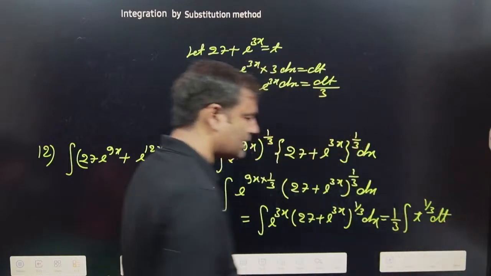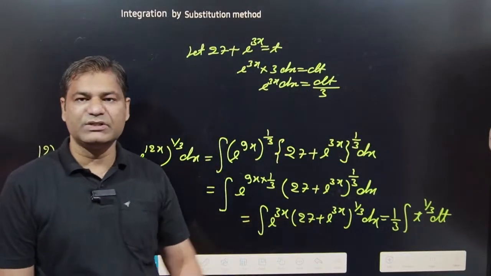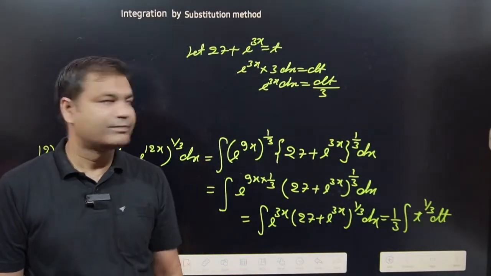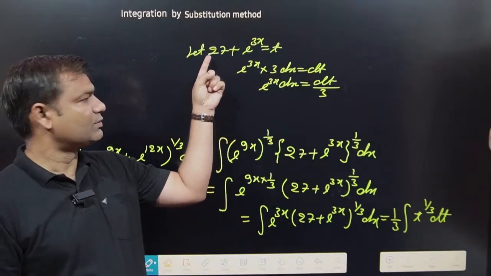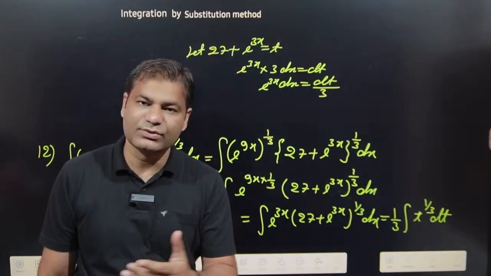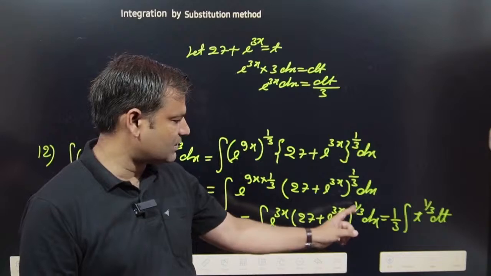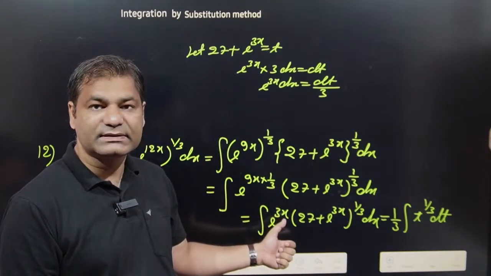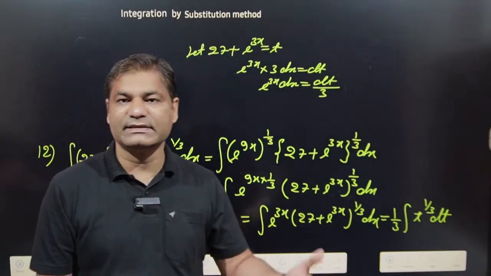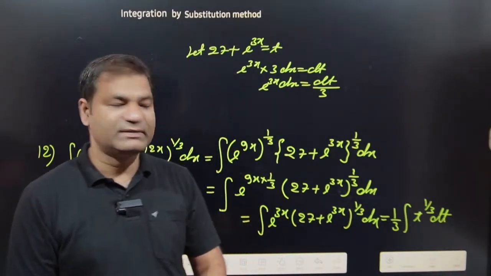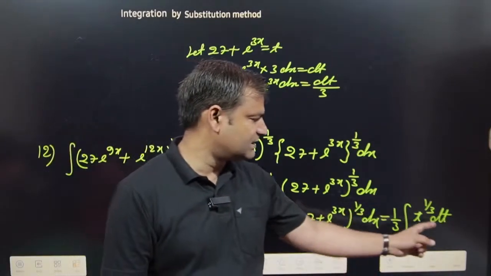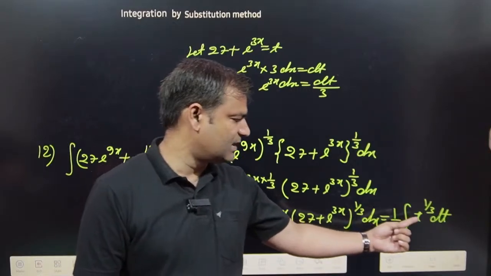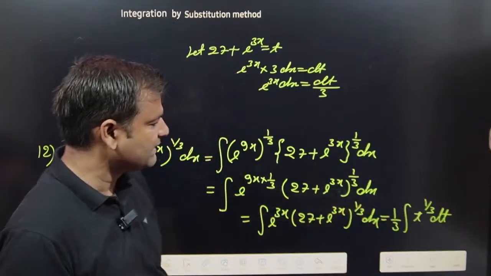Very simple. Basically 27 + e^(3x) is replaced by t. So t^(1/3), and e^(3x) dx is replaced by dt/3. So 1/3 dt and that value replaced by t. So what about that integration?